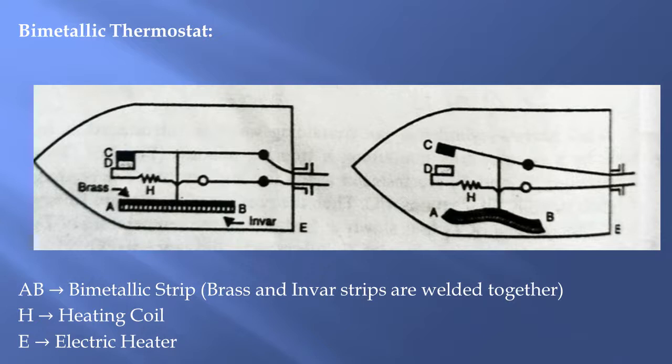Now the brass part of the bimetallic strip expands more than the invar part. Therefore, due to unequal expansion, the bimetallic strip bends upwards. This breaks the contact between C and D. Then the current through the circuit will stop. When the temperature of the enclosure falls below the desired limit, the bimetallic strip cools and becomes straight. Contact is again made between C and D, and heating of the enclosure is resumed.